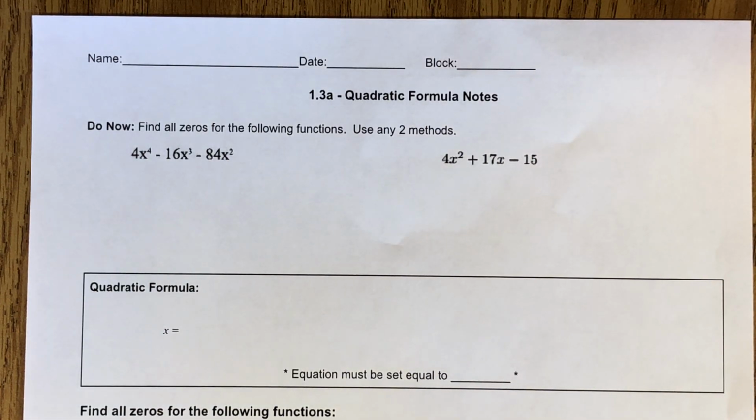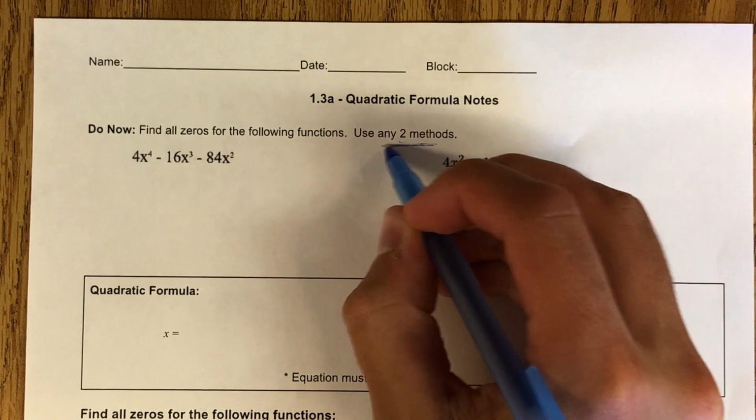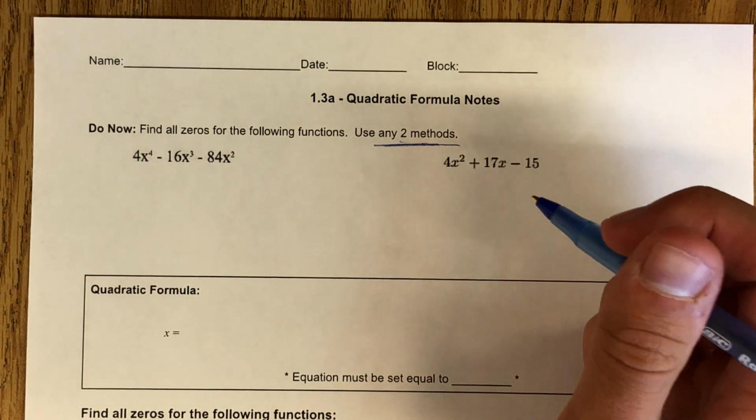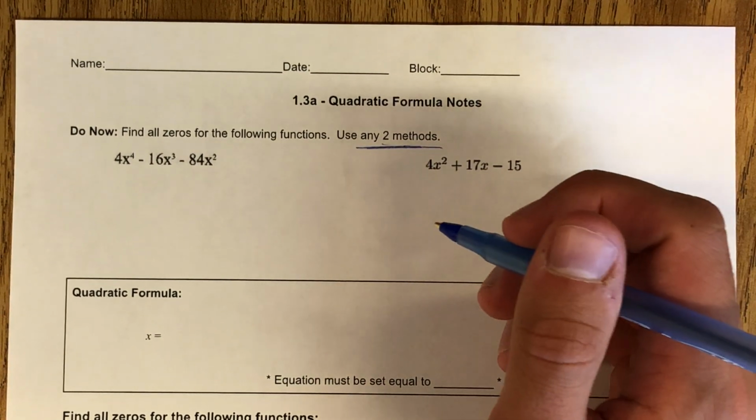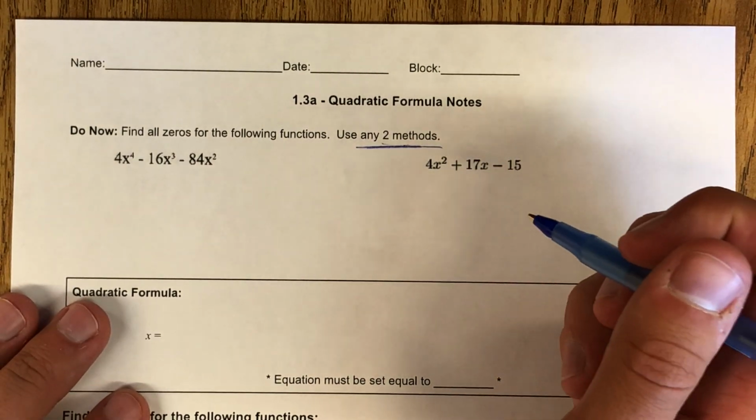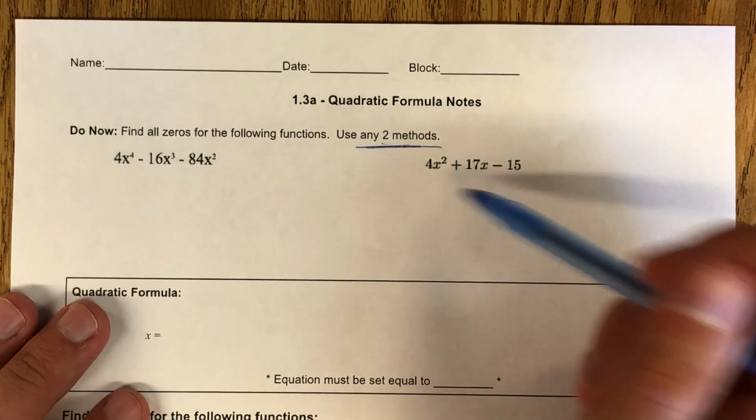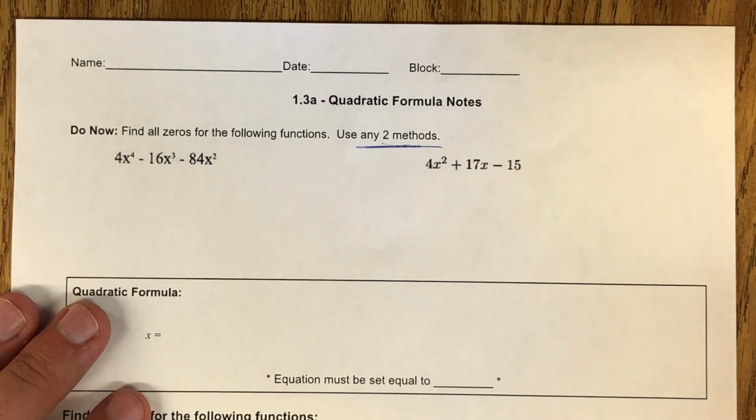Okay. These are your quadratic formula notes. So what we'll be doing here to get started, just completing the do now, where I want you to find all the zeros of the following functions. It says use any two methods, any of the two methods, whatever you want. Remember, why don't you just go ahead and try both of those on your own. Pause the video, give it a try.